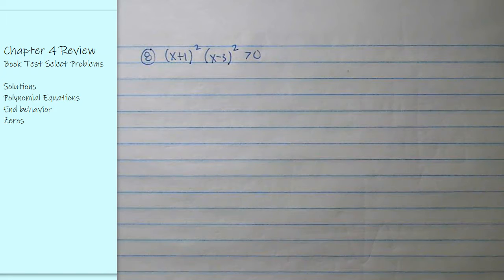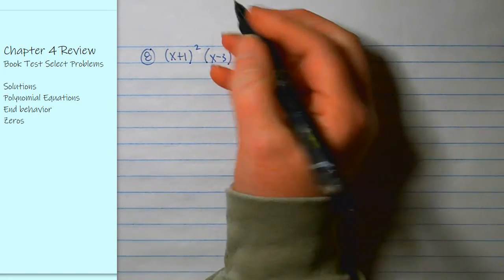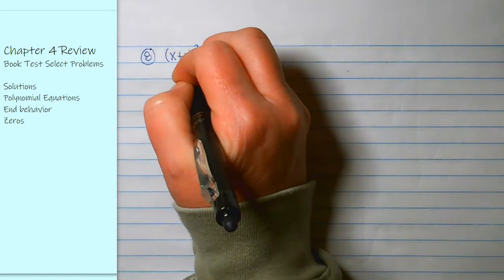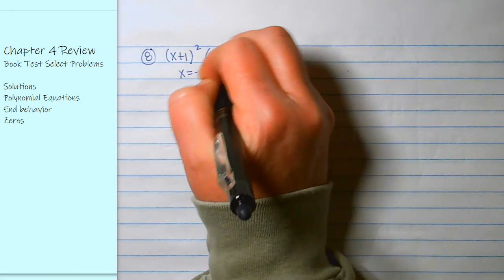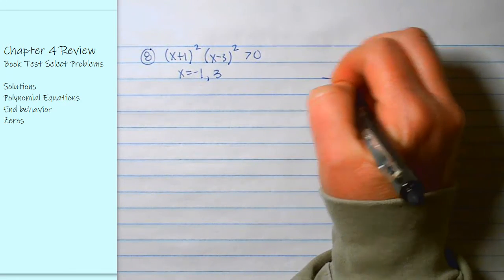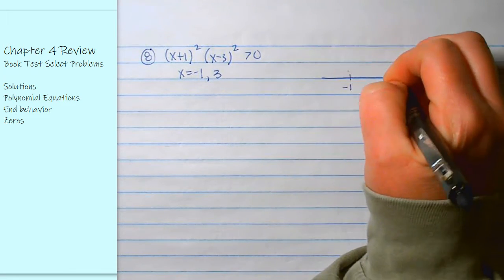Number 8 is a very similar problem. We also want to look at the sign chart here. So my zeros are going to be -1 and +3. So I'm going to put them here, -1 and +3.